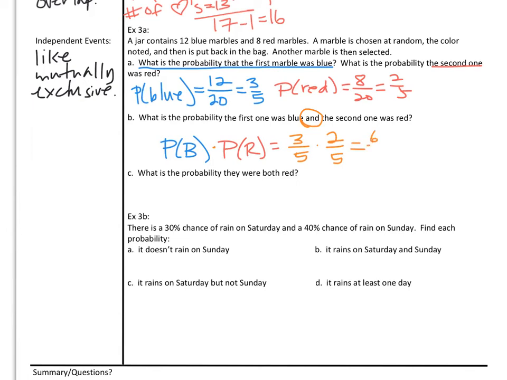So 6/25 is the probability that both events would happen. And that probability is only about 24%. It's lower than what it would have been individually.